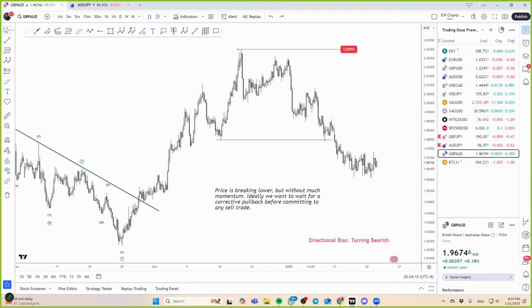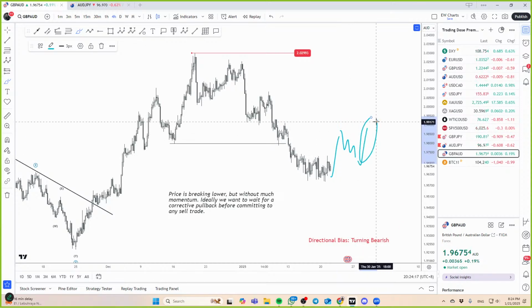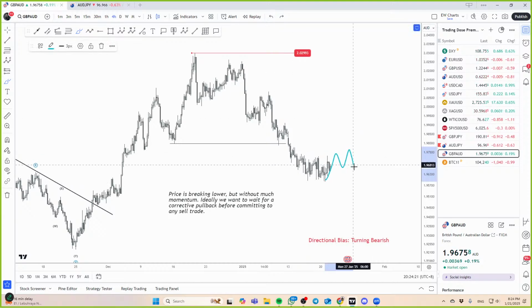If the pullback gives us our very first wave as an impulse, we'll wait for the pullback here and then we take a short-term upside. Okay? If the market eventually just does something like that, then obviously we just wait for the correction and we sell it. Okay? So this one, give it time, see how it's going to play out.